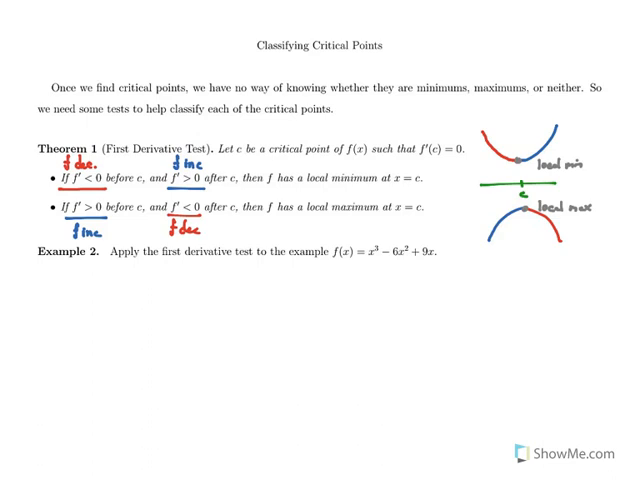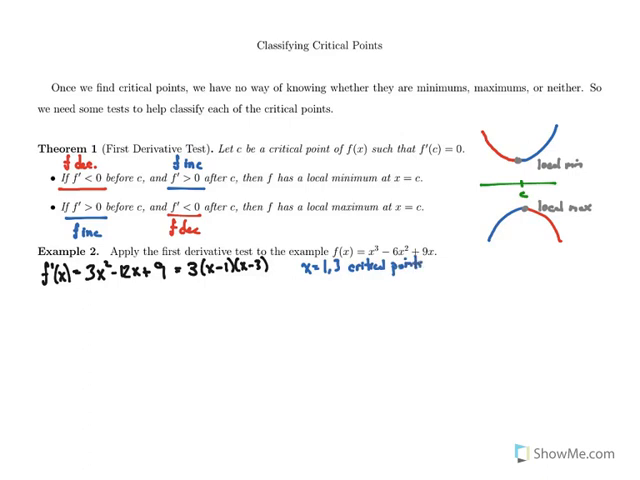All right, so let's apply the first derivative test to our example. Note that we had that the derivative was 3x squared minus 12x plus 9. And actually, I'm going to write that in the factored form, as that's going to be easier to deal with: 3(x minus 1)(x minus 3). And we had our 2 critical points of 1 and 3.